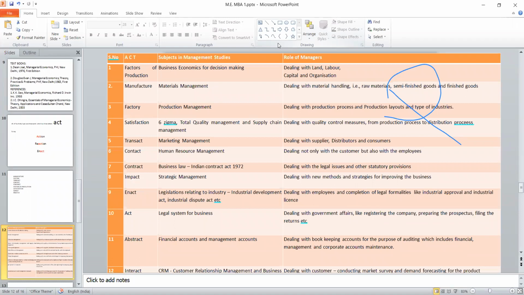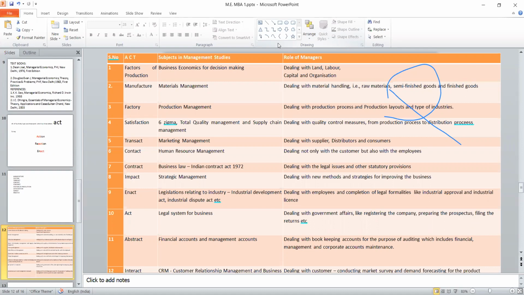What is the government affairs? How do we register a company? How to prepare the memorandum and articles of association? How to prepare the prospectus? How to file the returns? All these things we used to study. And all these things should be recorded.